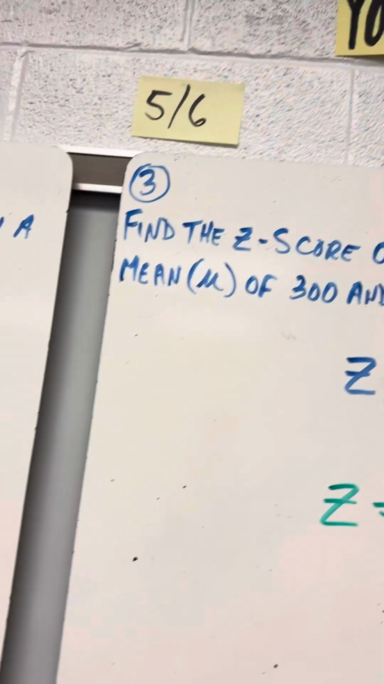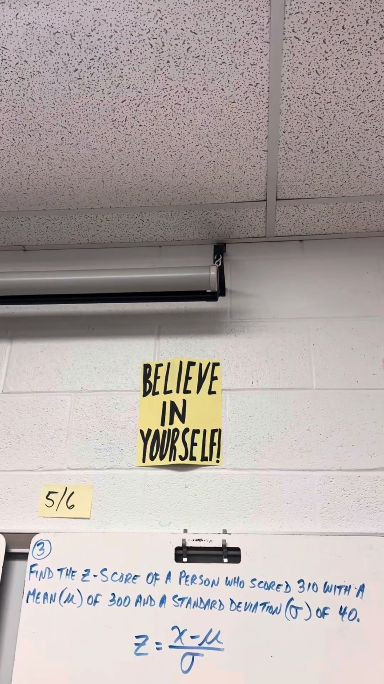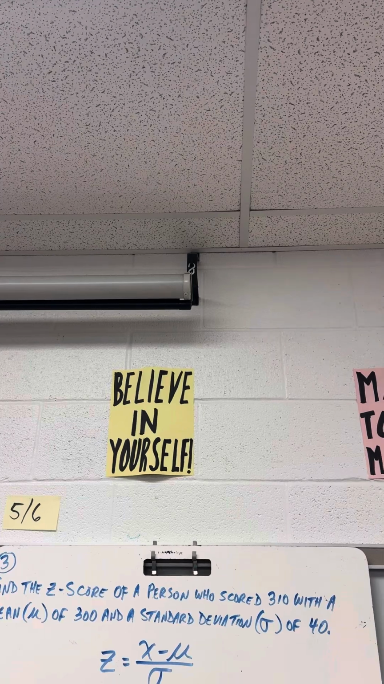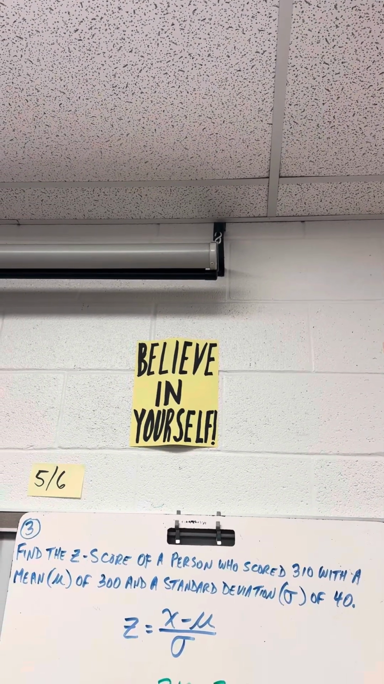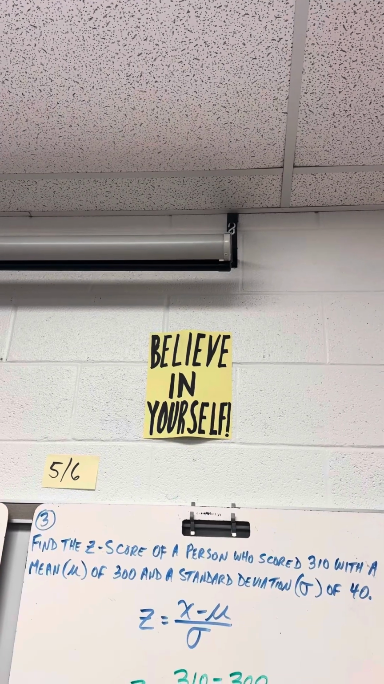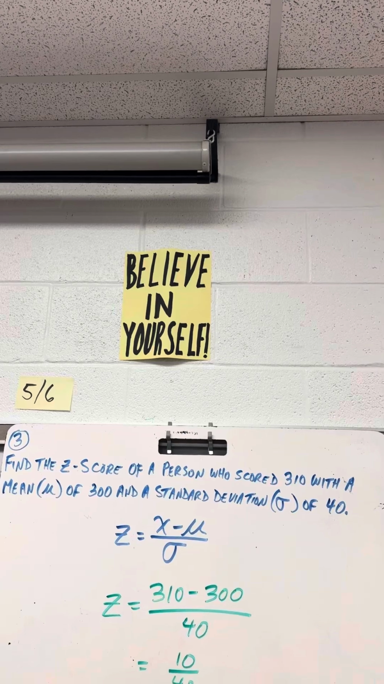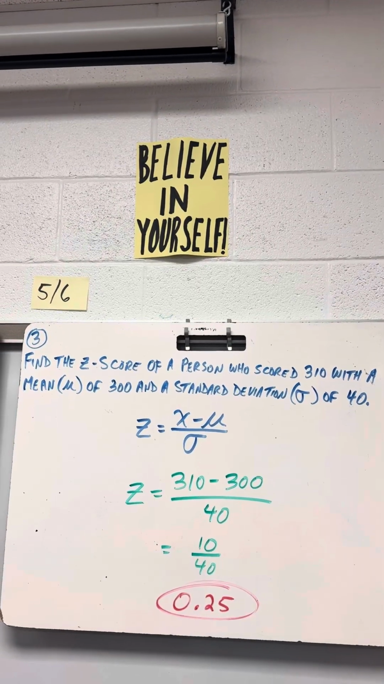All right? In these problems, we're just going to use the little formula. Find the Z-score of a person who scored 310 with a mean, or mu, of 300 and a standard deviation, sigma, of 40. So you do 310 minus 300 divided by 40. 10 divided by 40 is 0.25.